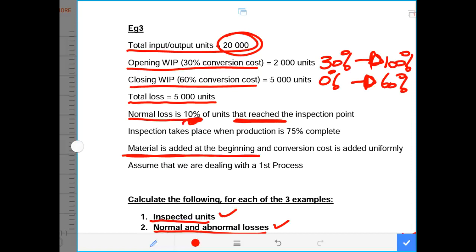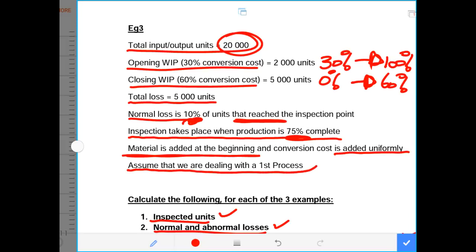So now further say that inspection takes place when the production is 75% complete. That means when the units are 75% in terms of completion, inspection normally takes place. Then all the material is added at the beginning of the process, and the conversion cost is added uniformly. Then it further says, assume that we are dealing with the first process. That means assume that we are dealing with process number 1.